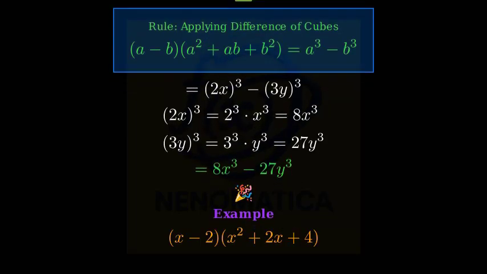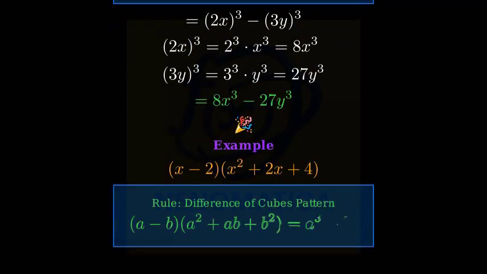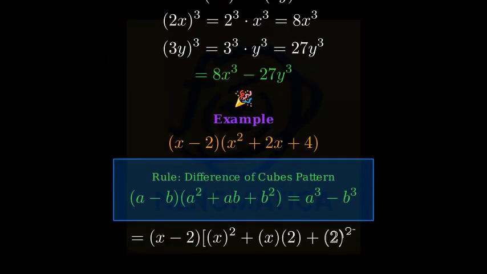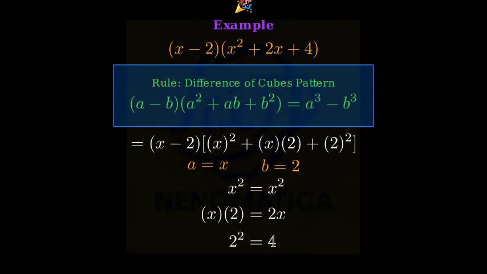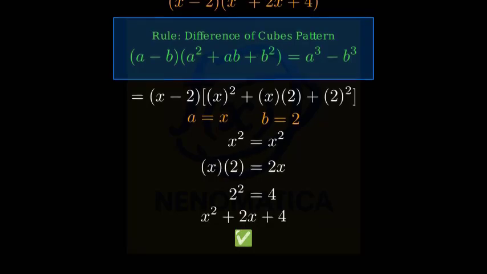Here we want to evaluate the expression (x - 2)(x² + 2x + 4). Just as before, we'll rewrite the expression to match the standard form of the difference of cubes formula. We need to identify what a and b are in this case. Let's check if the second term has the form a² + ab + b². We have x², which is a². Then we have x times 2, which is a times b. And finally, we have 2 squared, which is 4, giving us b².